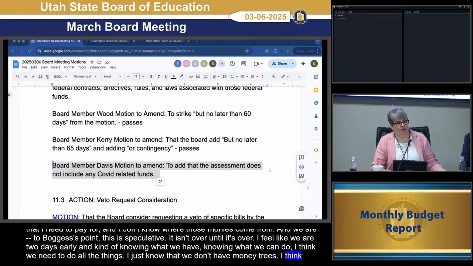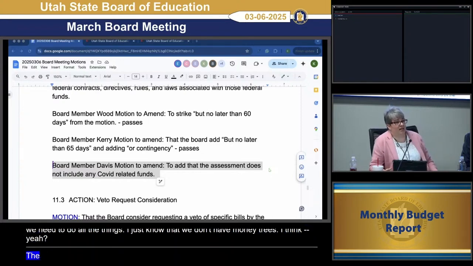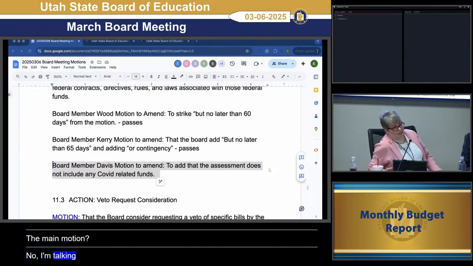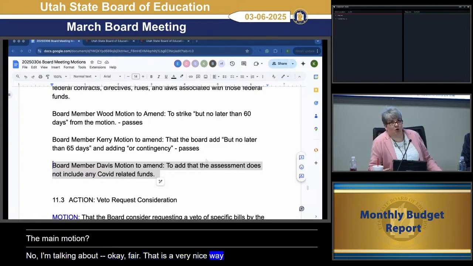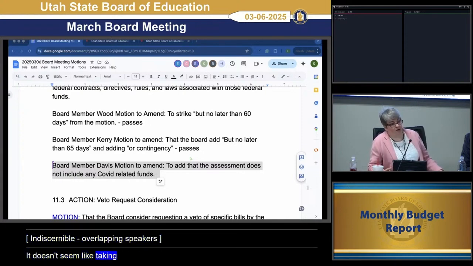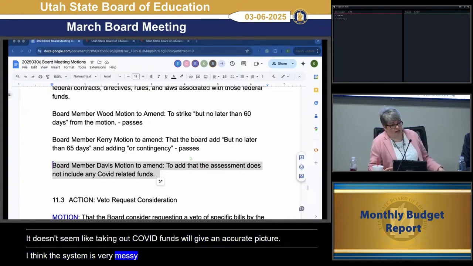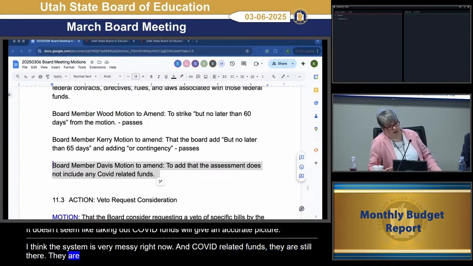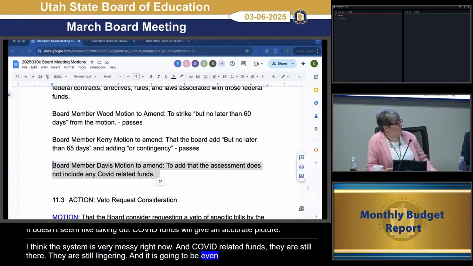I agree with what you're saying, but it doesn't sound like taking out COVID funds would give a more accurate picture. COVID funds, I think that the system is very messy right now. And COVID-related funds, they're still there, they're still lingering, and it is going to be even more complicating. So, I don't know, I'm even more confused than I was before, so great.